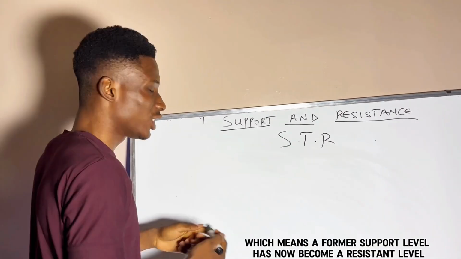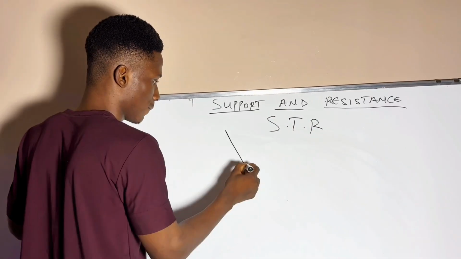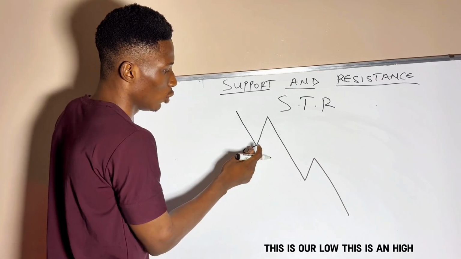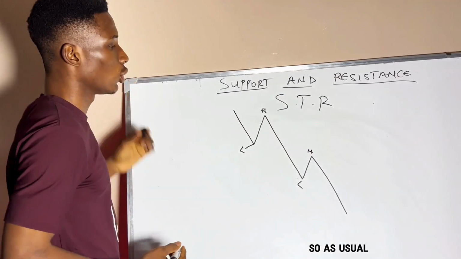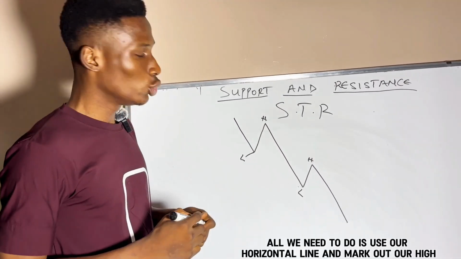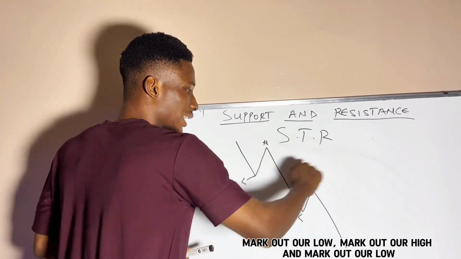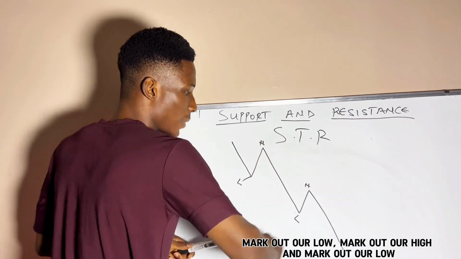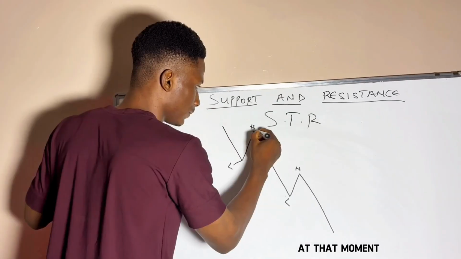There's another example where we have support turn resistance, which means a former support level has now become a resistance level. This is our low, this is a high, this is a low, and this is a high. So as usual, all we need to do is use our horizontal line and mark out our high, mark out our low, mark out our high, and mark out our low. You need to mark out every high and low that are seen on the chart at that moment.